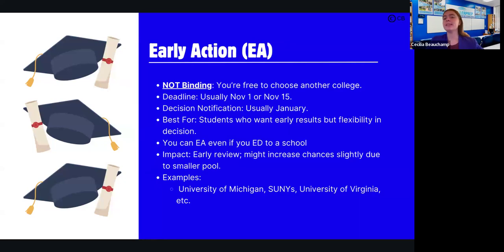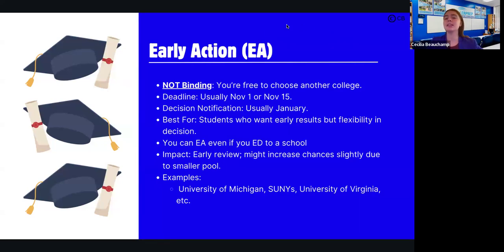The deadline, like I said, is usually the same time as ED, and you'll get a decision notification usually sometime in January. So that's a little bit different than early decision. It's a little bit later. And so if you do get into your early decision school, you would have to withdraw your applications from the schools that you had previously EA'd to.